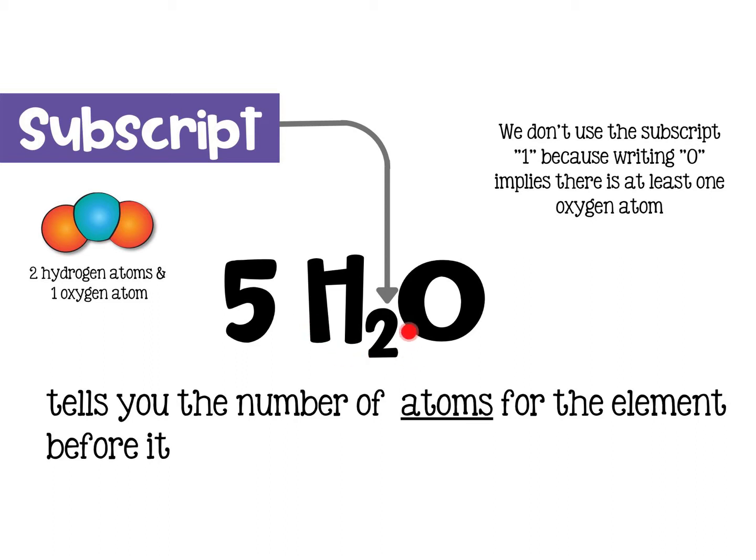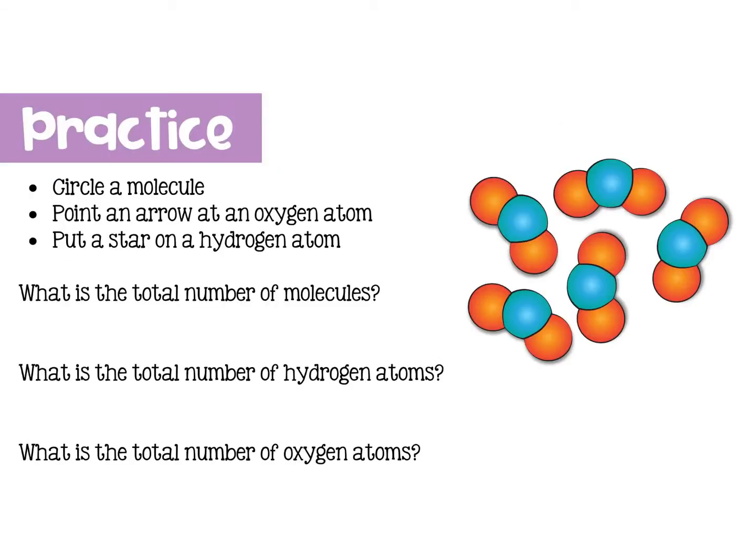So here, the subscript 2 tells us that we have 2 hydrogen atoms. Here, we do not have a subscript on oxygen. That means that there is only 1 oxygen atom. We do not write the subscript 1. Now, let's look at some practice.